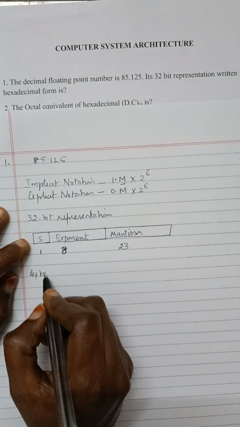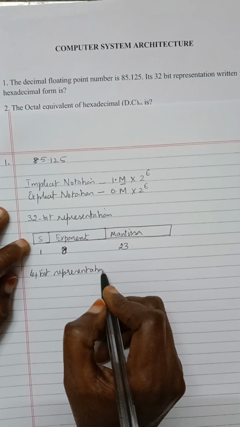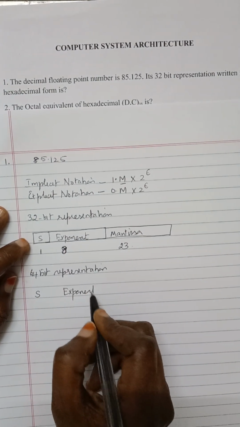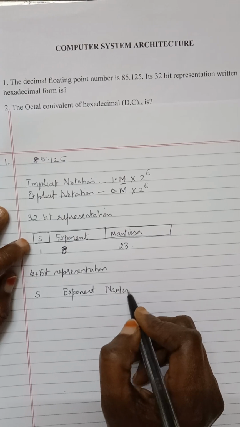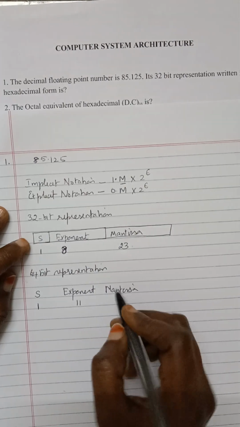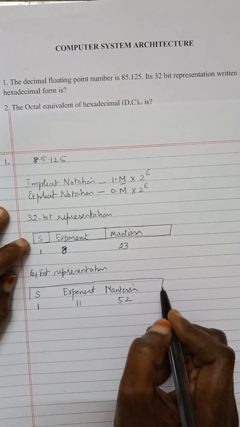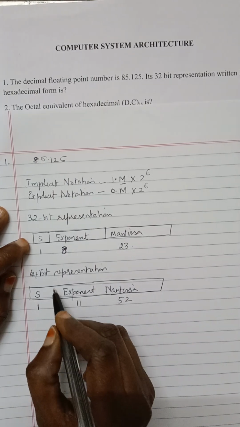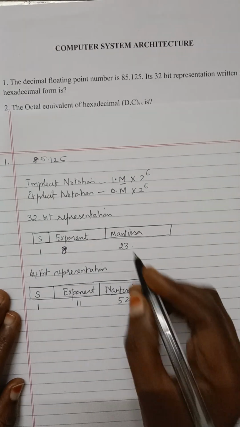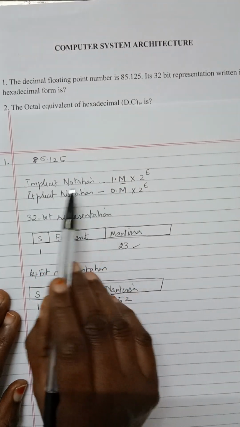Similarly, if it is given as 64-bit representation, then it will be sign bit, exponent, mantissa, and the number of bits will be 1, 11 and 52. So you need to know this representation, the number of bits, and the implicit and explicit notation.